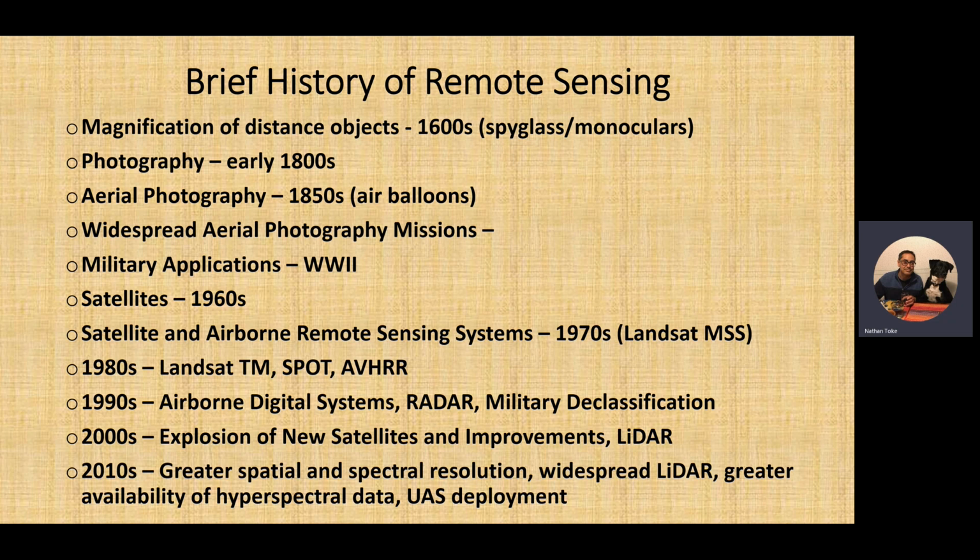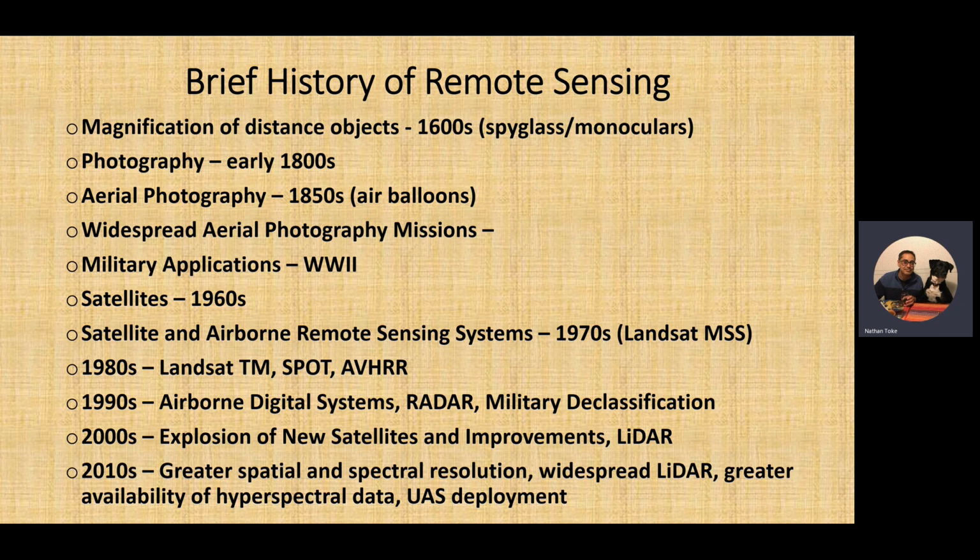In the 1990s, we have airborne digital remote sensing systems. Radar becomes more proliferated, and a lot of old remote sensing done by military was declassified as satellite remote sensing became so much better and much higher resolution. And so that means we have a lot of historical remote sensing that we can access through those older military declassifications, which can be quite useful for learning about landscape change.